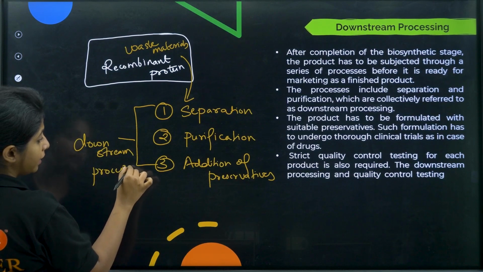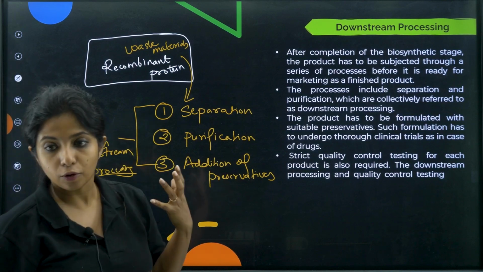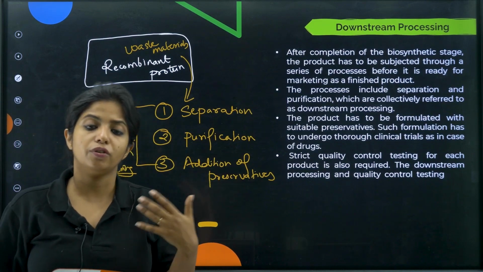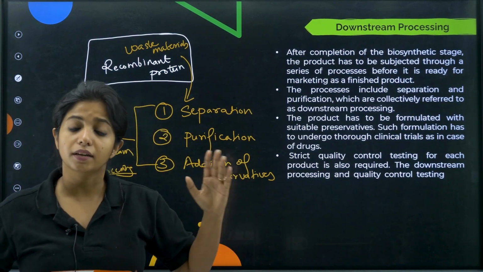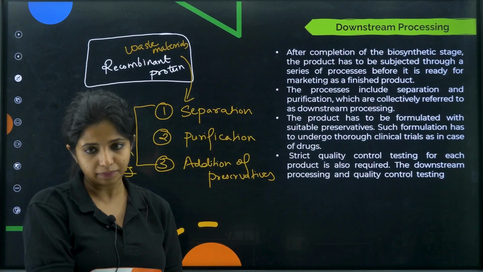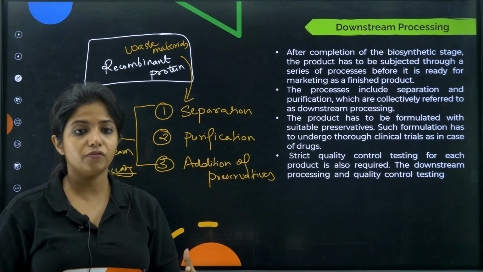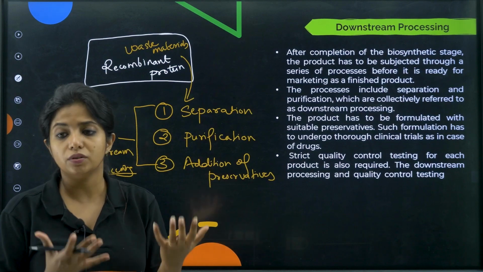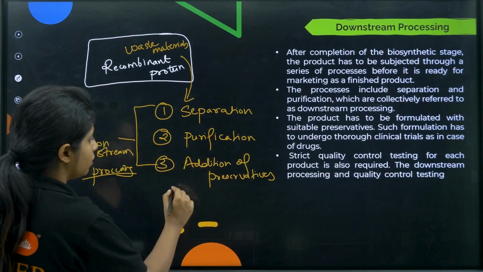So when you say that a particular recombinant protein is being separated or purified, or you're adding preservatives, you mean that it is undergoing downstream processing, and that should happen every time, because that's when you can give it for drug making or whatever it is required for. After this, obviously there will be a quality check also.